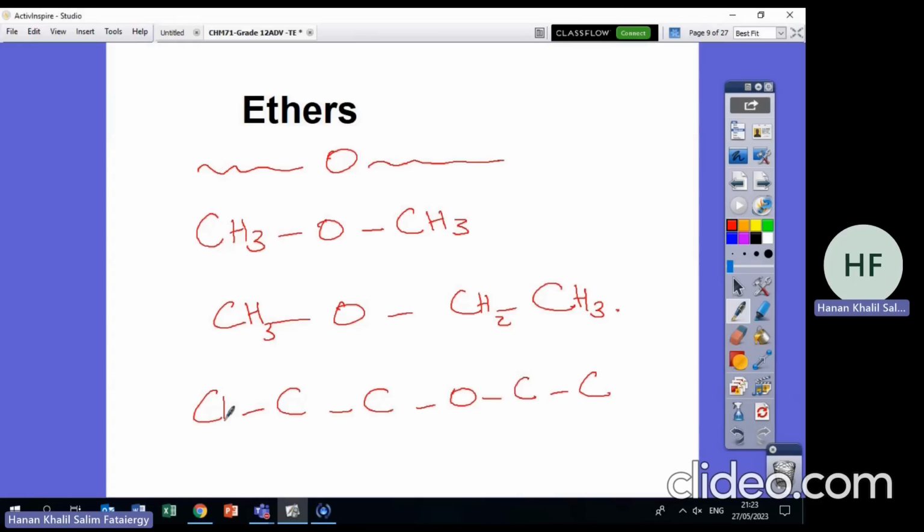Okay, now let's put the H's. This is H3, this is H2, this is H2, H2, H3. First thing I want you to know is that ethers have oxygen in the middle of the chain. Now there are two types of ethers: either symmetric ethers, or asymmetric ethers. Symmetric or asymmetric.